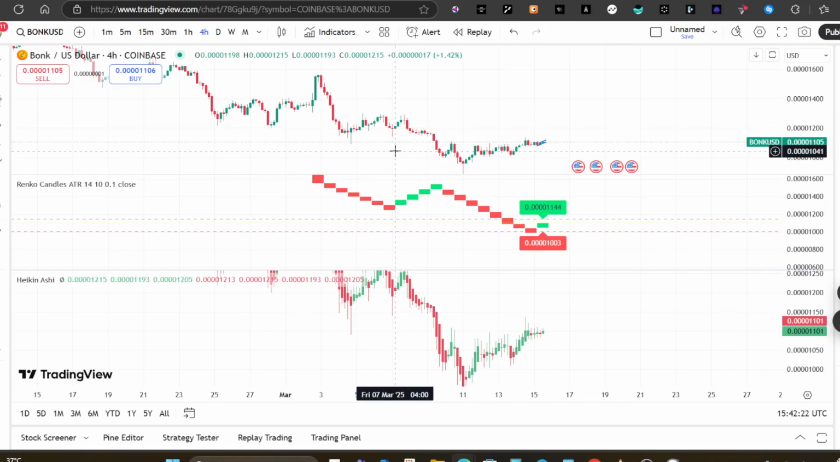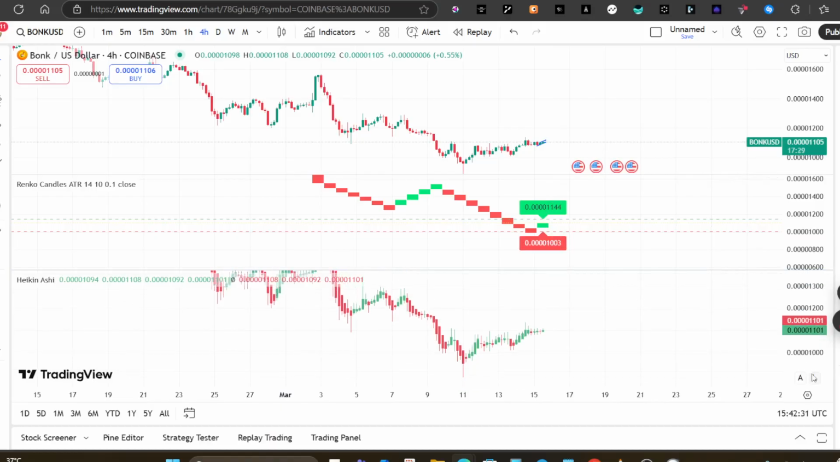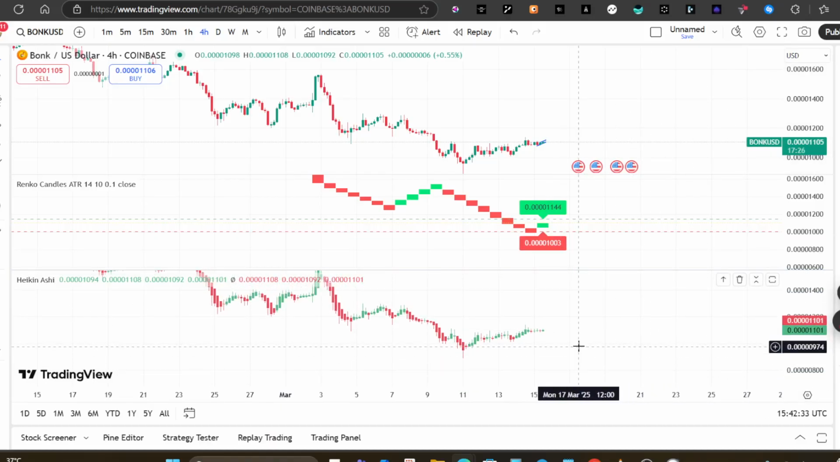Always backtest the strategy to see how it performs in different market conditions. And there you have it, the Renko Ashi trading system. It's quite a valuable addition to your trading toolkit, and it's a way for you to trade with clarity, remove market noise, and identify strong trends with confidence.